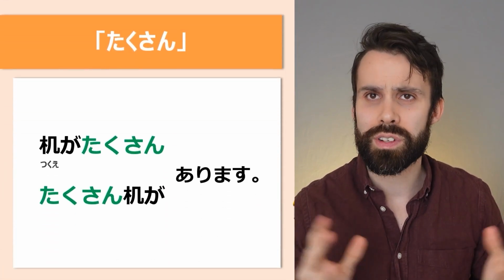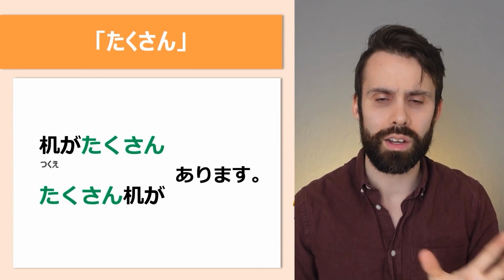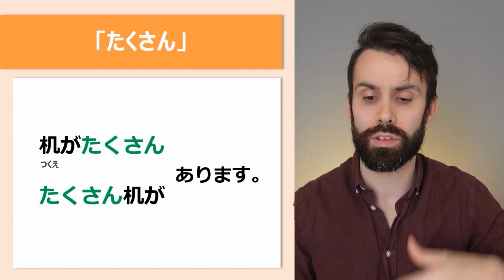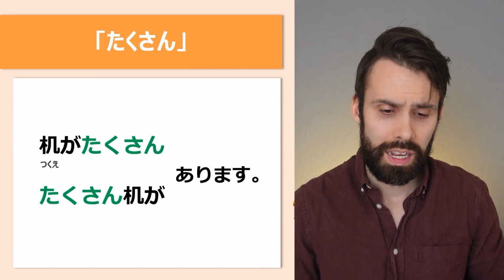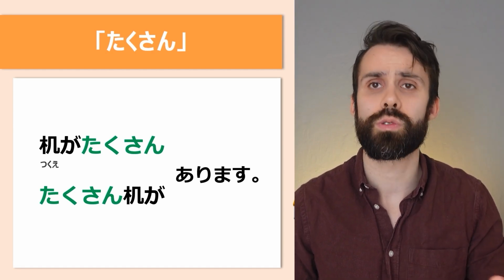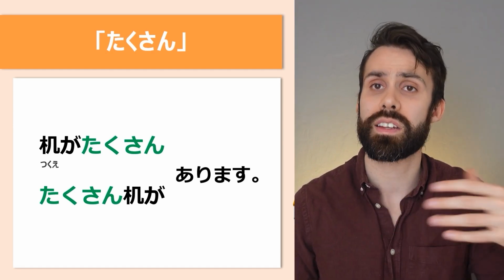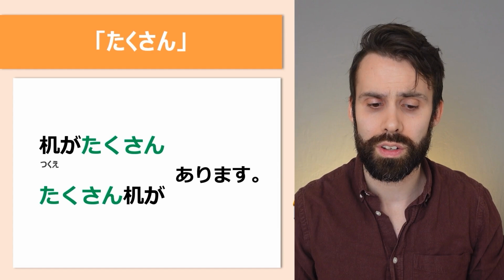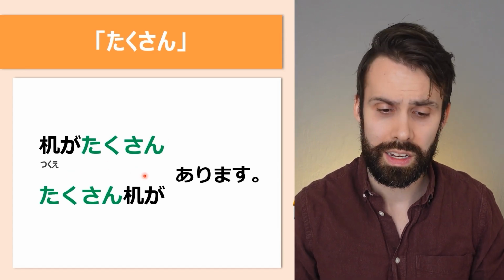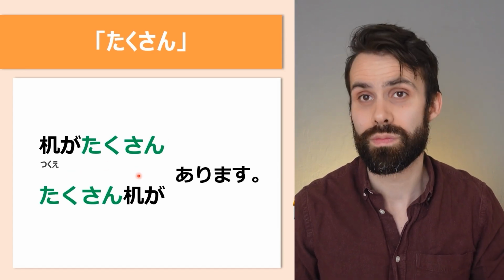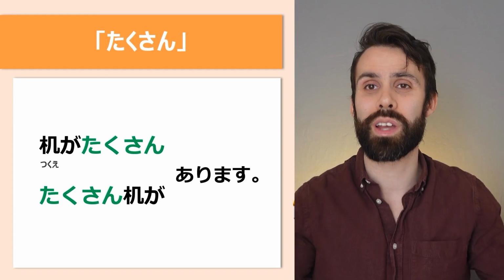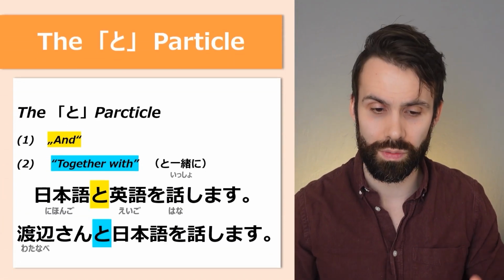And another example sentence of this would be tsukue ga takusan arimasu. So there are a lot of desks, maybe in a classroom. And then we can just as well say takusan tsukue ga arimasu, meaning the exact same thing. There are a lot of desks or tables in the classroom. If we say kyoshitsu ni, if we're going to locate it, kyoshitsu means classroom.